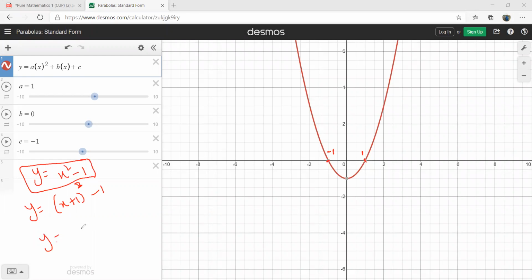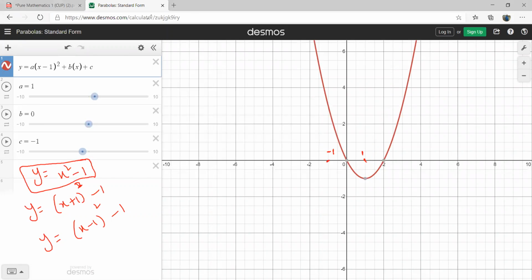Now I'm going to write it as y is equal to (x minus 1) whole square minus 1. Again, there is a minus 1 over here. So we might imagine that because there is a minus, the curve would be moving towards the left. But just see how this translation takes place here. When I write this as y is equal to (x minus 1) whole square minus 1, you see the curve has moved towards the right side. The curve has translated towards the right side.